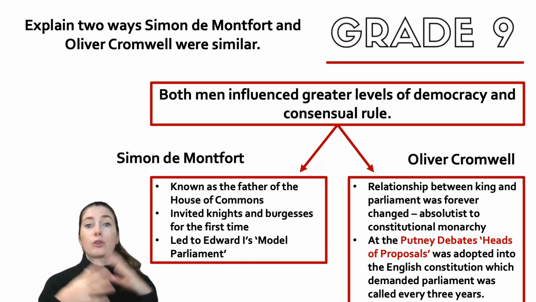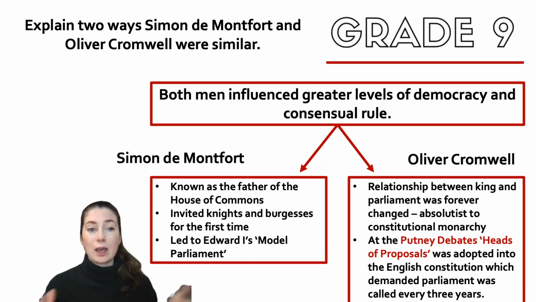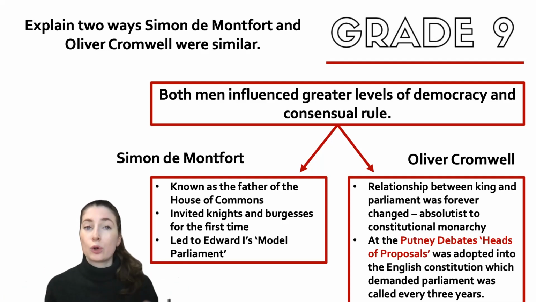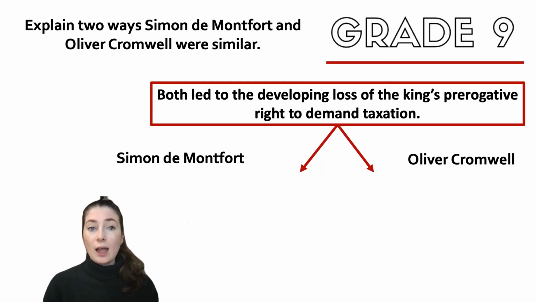Showing that we have greater levels of democracy. You're no longer able to do what Charles I did, where he had his 11 years of tyranny and didn't call Parliament for 11 years. Again, in red, there is that evidence which goes above and beyond. And finally, both led to the developing loss of the king's prerogative right to demand taxation.